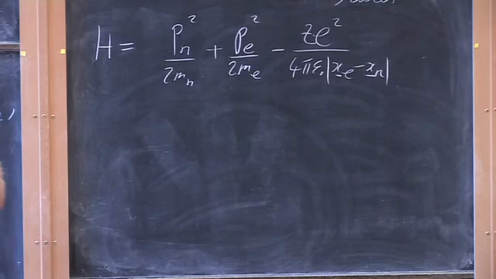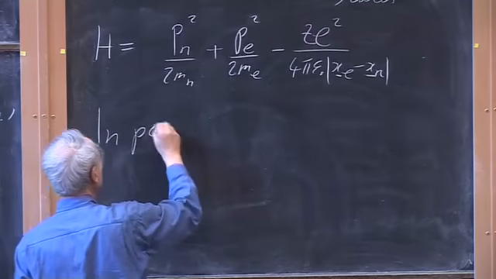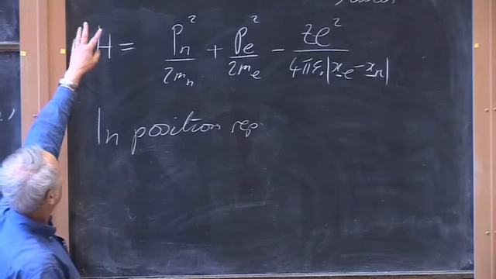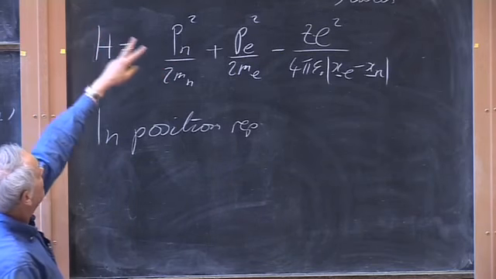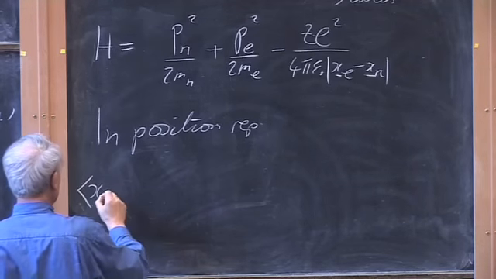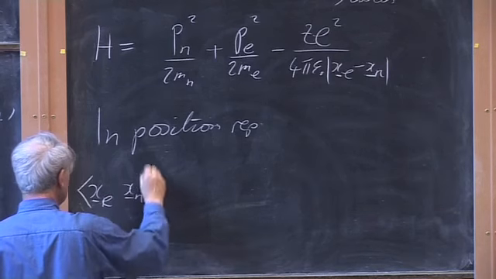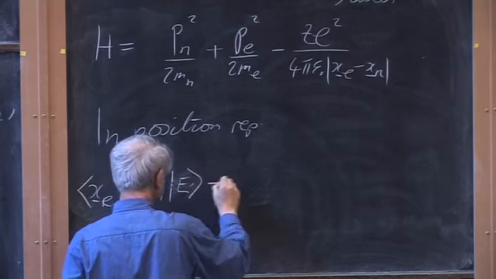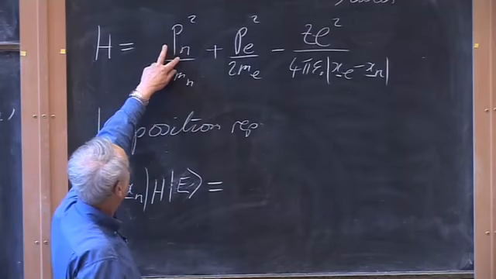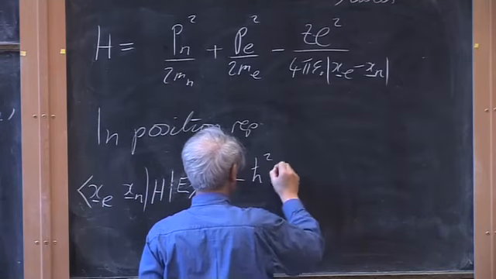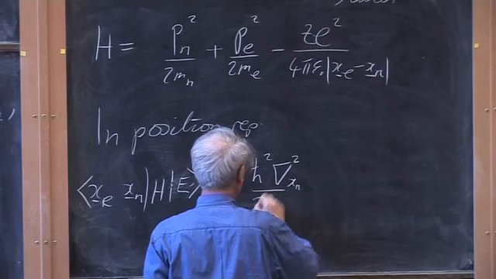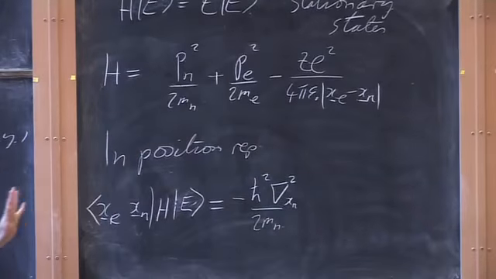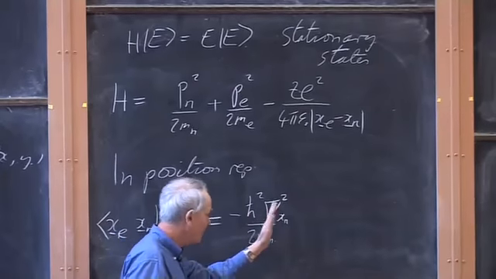Right, so we want to know what this looks like in the position representation. We want to examine that equation concretely, and the way to go is to put this into the position representation. So that's to say we bra through by xe, xn, and then what we want is the position representation of H, which is going to be minus h bar squared del squared with respect to xn over 2 m nucleus, because this is the kinetic energy operator, and we know that p is minus i h bar gradient, so p squared is minus h bar squared nabla squared.